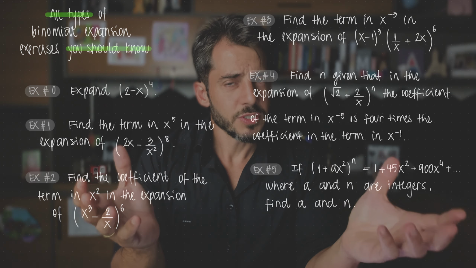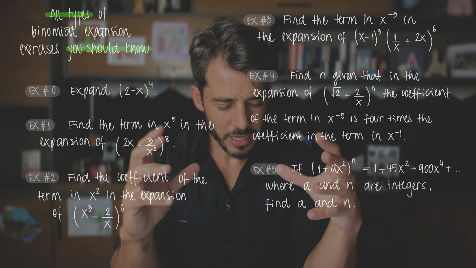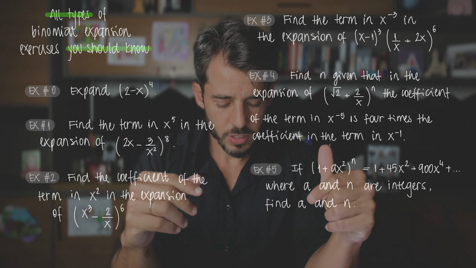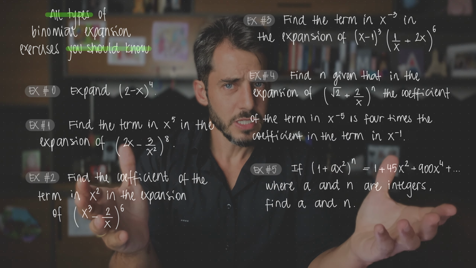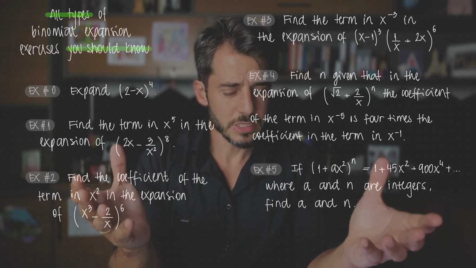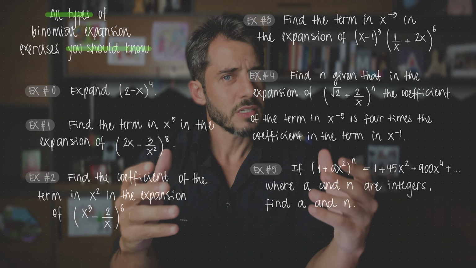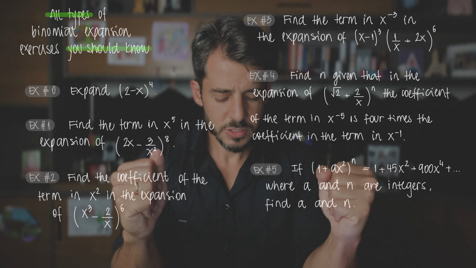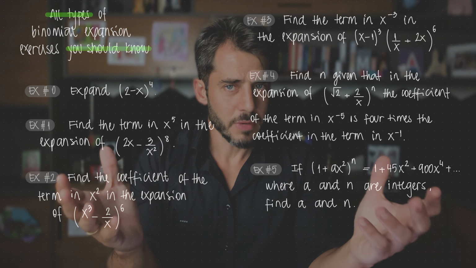And the idea of this video is exactly that: start with the easier types and progress our way towards the hardest one, also giving you a brief intro to binomial expansions. So the exercises that we're going to work with are the following. Exercise number 0, which is actually not something that you're going to find in an IB exam, so that's why I labeled it 0: expand (2 minus x) to the fourth. But this will serve as a nice little intro for discussing binomial expansions.